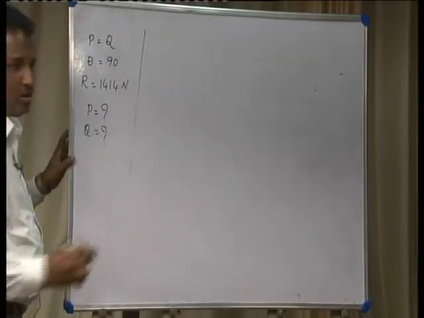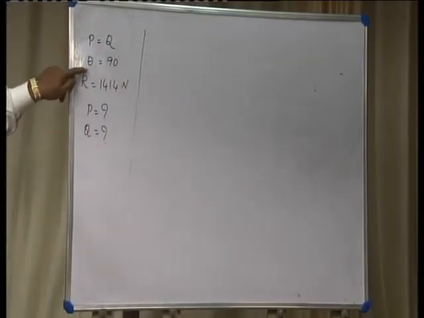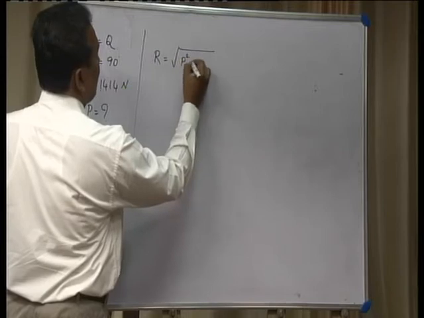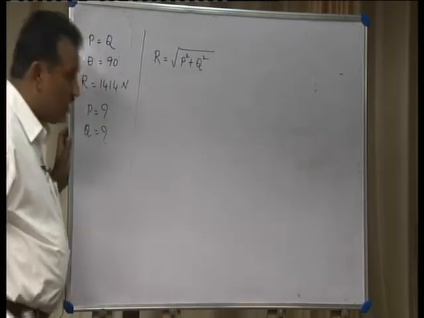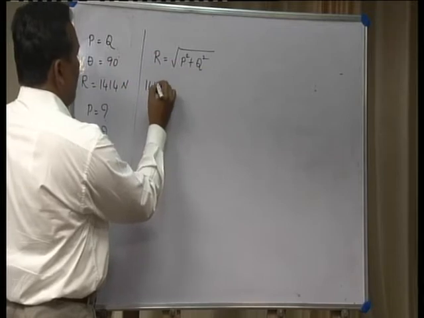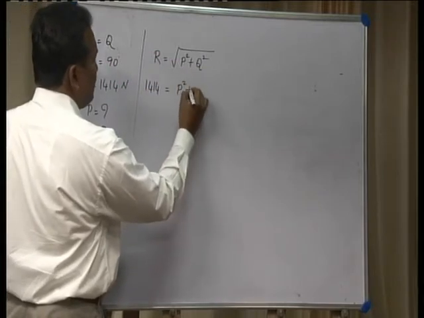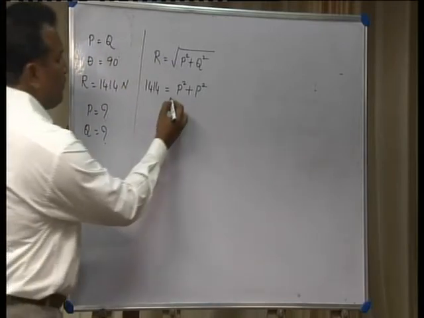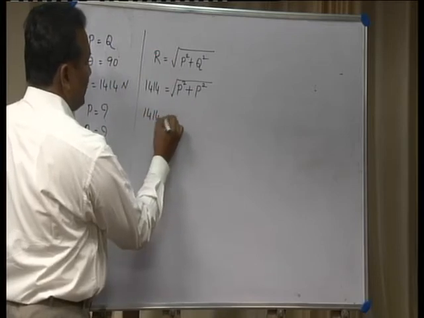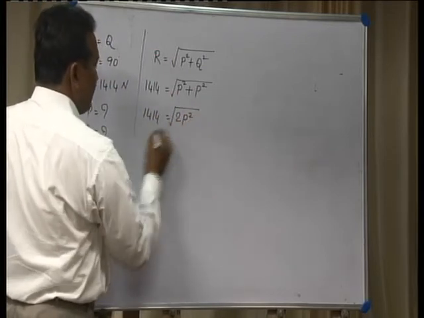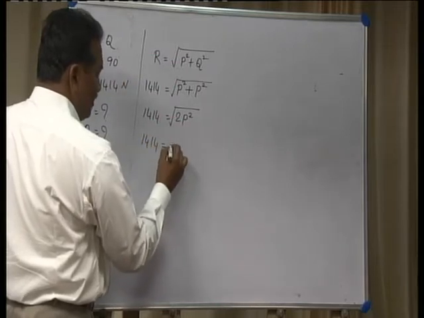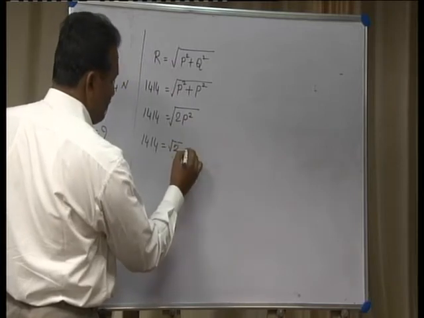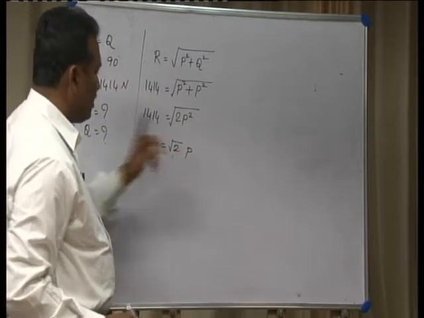Once again, this problem belongs to the resultant of two mutually perpendicular forces. We derived the formula as R is equal to square root of P square plus Q square. So, R is 14.14 Newton. I will replace Q by P itself, because Q is equal to P. So, P square plus P square is 2 times P square. So, 14.14 is equal to root 2 P square, and when P square comes outside the square root, it becomes P.